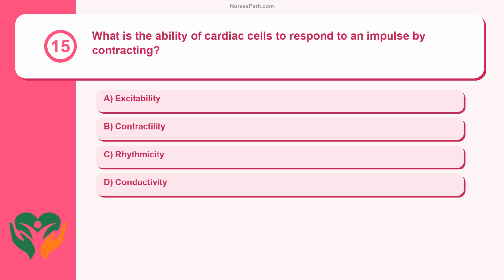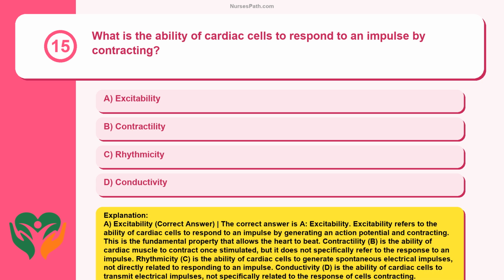Question 15. What is the ability of cardiac cells to respond to an impulse by contracting? Excitability, contractility, rhythmicity, conductivity. A. Excitability. Correct answer. The correct answer is A. Excitability. Excitability refers to the ability of cardiac cells to respond to an impulse by generating an action potential and contracting. This is the fundamental property that allows the heart to beat.